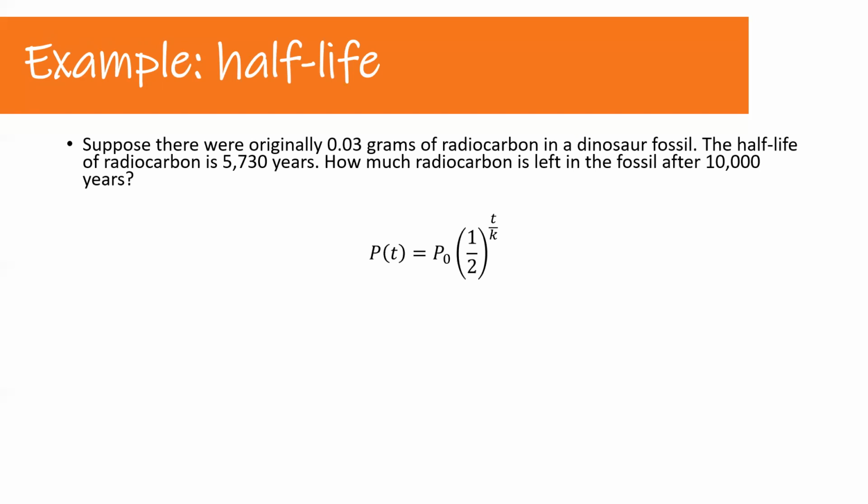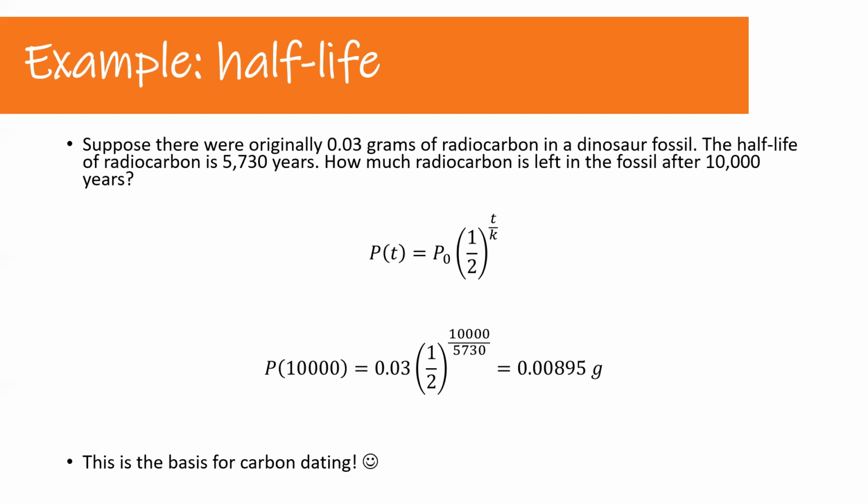So remember our formula for half-life here, okay? P naught is our original amount. So we started with 0.03, so that's going to be P naught. 1/2 stays the same. And we want to know after 10,000 years. So T is 10,000 and K is just our half-life, so 5730. We set it up just like this. Here's our original amount. Here's how much time. Here's the half-life. When we plug all that into a calculator, we get 0.00895. So after 10,000 years, only 0.00895 grams of the original 0.03 grams are left.